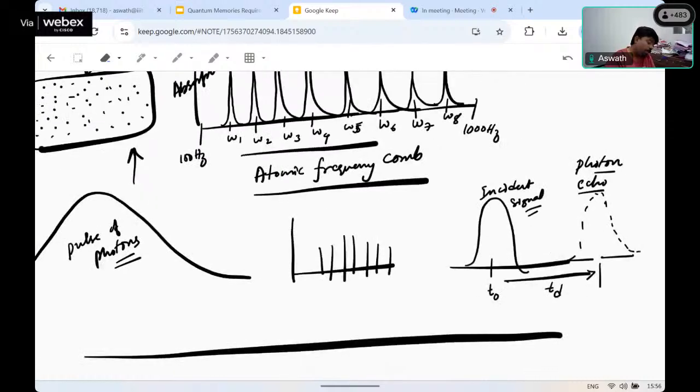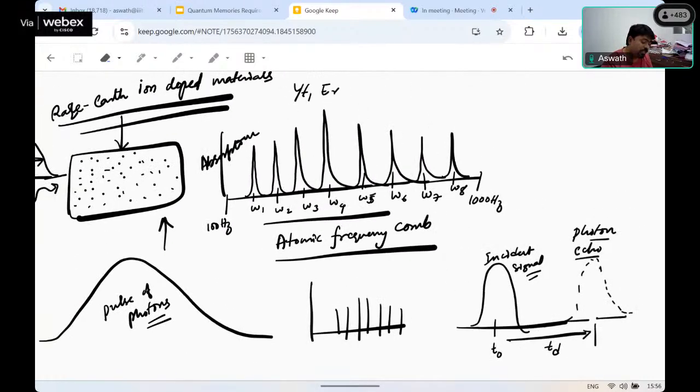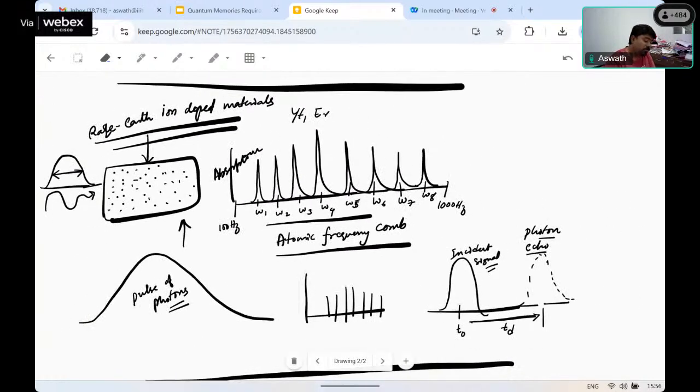I happened to work in a lab in Sweden which is doing this experiment. They were using atomic frequency combs of rare earth ions.